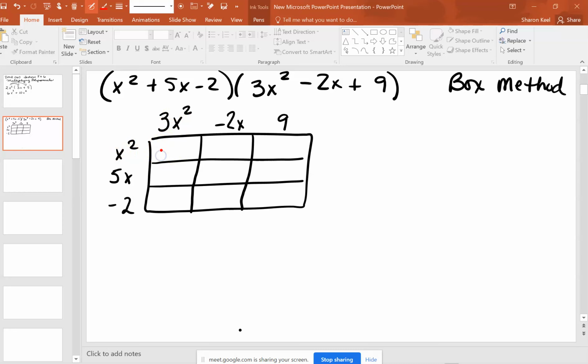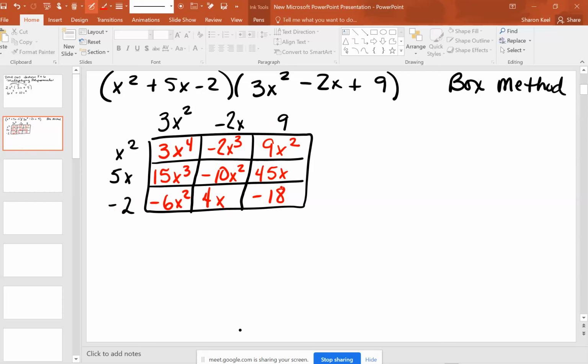So here, this would give me 3x to the 4th. For this box, negative 2x times x squared is negative 2x to the 3rd. 9 times x squared is 9x squared. These two combined give me 15x cubed. These two give me negative 10x to the 2nd. These two give me 45x. These two give me negative 6x squared. Negative and negative gives me a positive 4x. Negative 2 times 9 is negative 18.